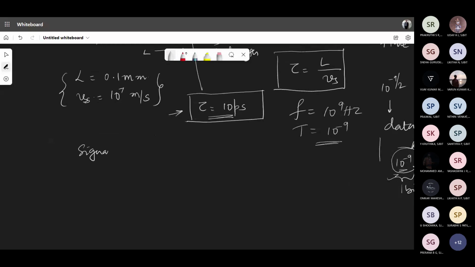Signal is applied at 10 raised to minus 9 seconds and transit time is 10 raised to minus 11 seconds. Just compare these two values and tell me, will the signal get delayed when it comes to the output side? Yes or no?